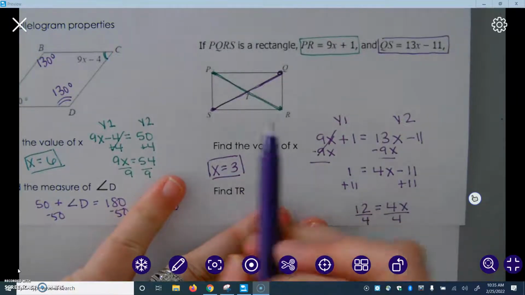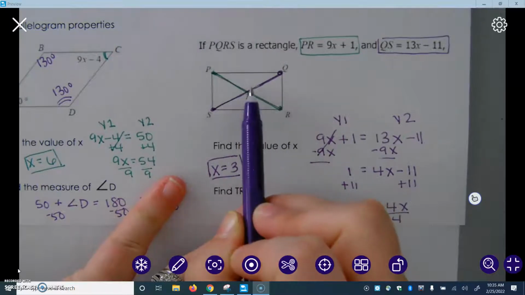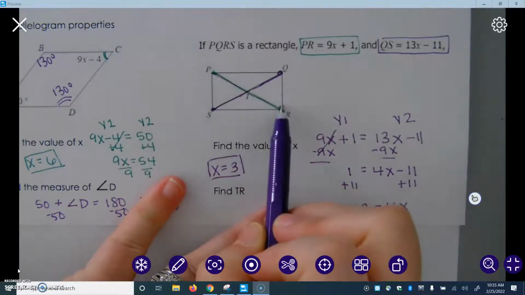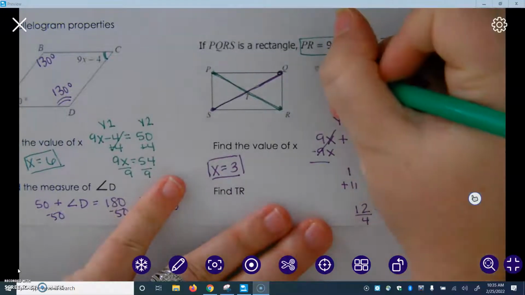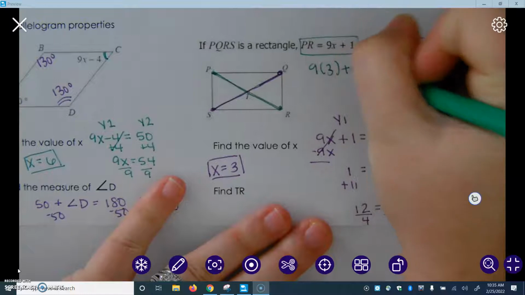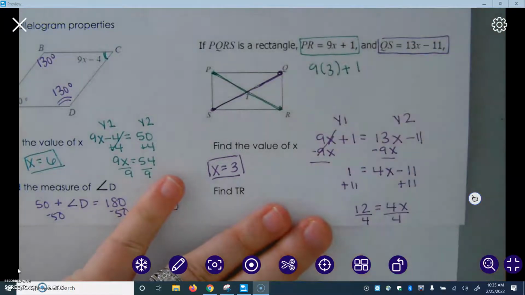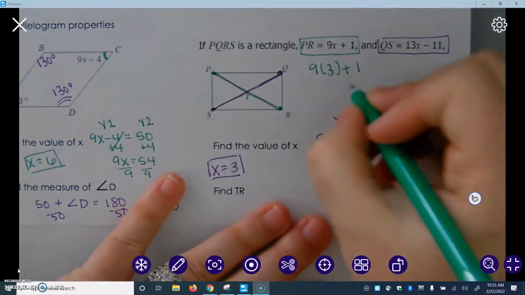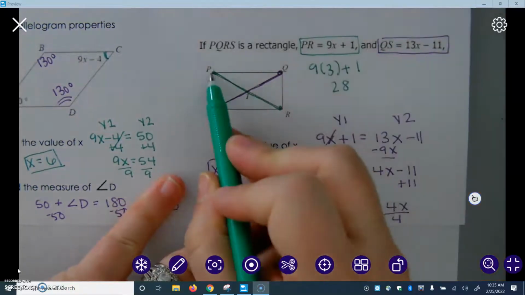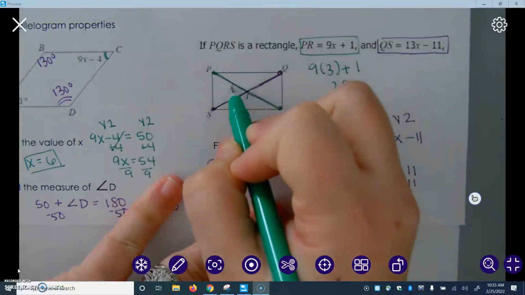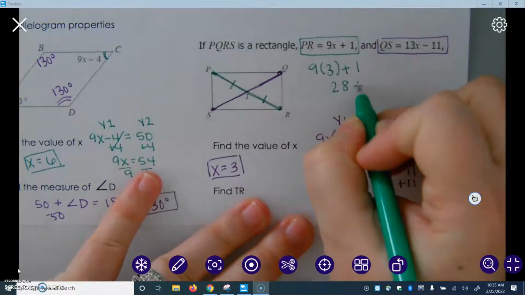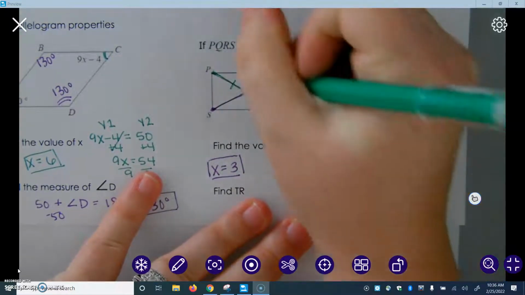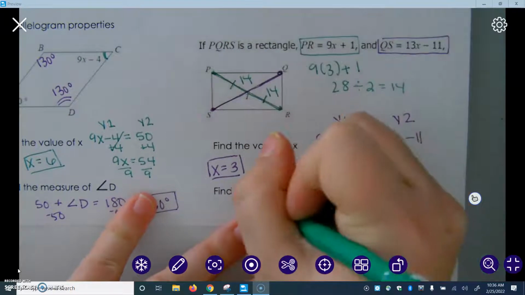Now this one wants me to find TR. TR is half of PR. So I'm going to take the number 3 and I'm going to plug it into PR. So 9 times 3 plus 1 should be 28. So the entire diagonal is 28. These two pieces are the same. So 28 divided by 2 is 14. So from T to R is 14.